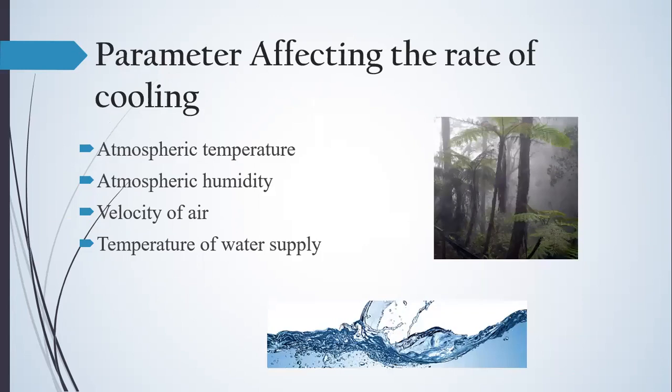Next point is parameters affecting the rate of cooling. As the cooling process occurs by evaporative cooling, the rate of cooling depends on a few factors, and these factors are atmospheric temperature, atmospheric humidity, velocity of air, and temperature of water supply. Air temperature is inversely related to humidity. If the temperature is high, the humidity of the atmosphere is low. Velocity of air or air pressure also changes with temperature.